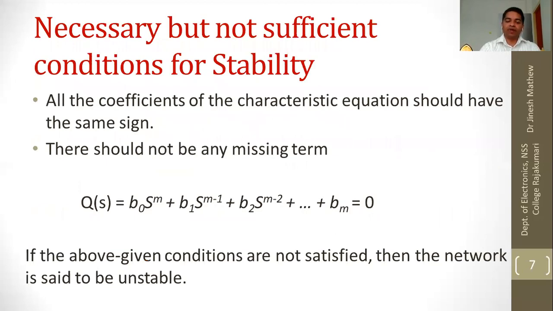Necessary conditions for stability are, consider this characteristic equation. All the coefficients of the characteristic equation should have the same sign. That means B0, B1, B2, etc., up to Bm, all these coefficients should have the same sign, and there should not be any missing term. Those are the necessary conditions for stability. If the above given conditions are not satisfied, then the network is said to be unstable.